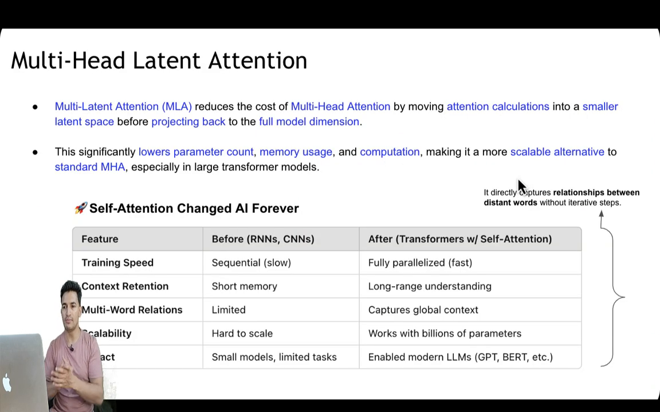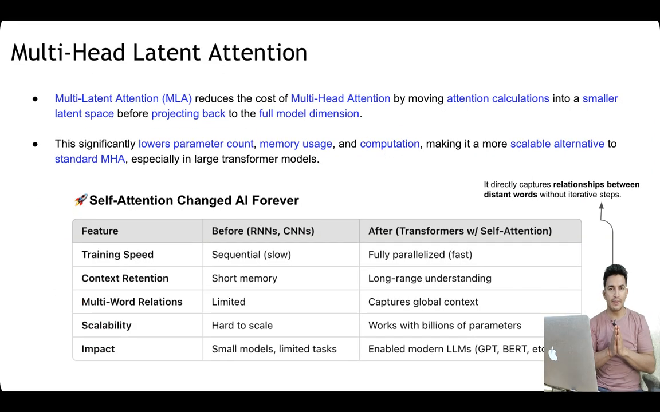So next we will look at multi-head latent attention. The next big improvisation that DeepSeek did was multi-head latent attention. We know that the transformer has multi-head attention, but multi-head latent attention is an improvisation over multi-head attention, and it reduces the cost by moving attention calculations into a smaller latent space before projecting back to the full model dimension. So what happens in self-attention?